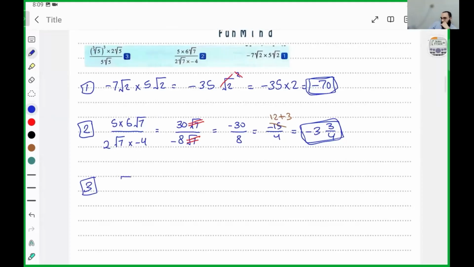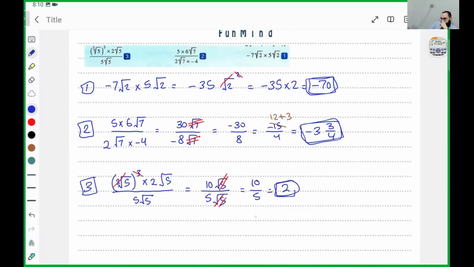It's cubic root of 5 cubed times 2 root 5 over 5 root 5. 5 times 2 is 10. So 10 root 5 over 5 root 5. Root 5 with root 5 gives 1. Then 10 times 1 over 5 times 1, which is 10 over 5. Okay, 10 over 5 will be 2.